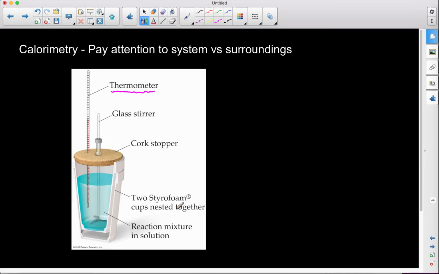Here we have two nested styrofoam cups. Why do we use two? Simply for an extra layer of insulation. And here we have our reaction mixture.